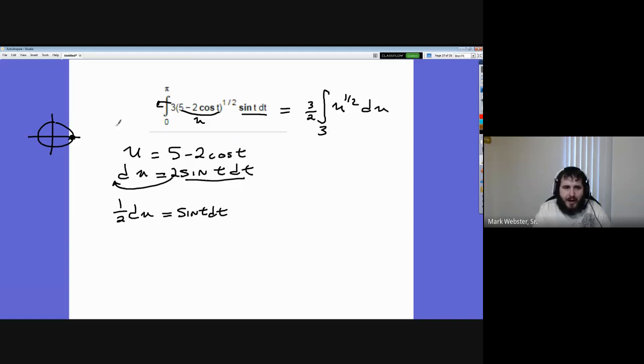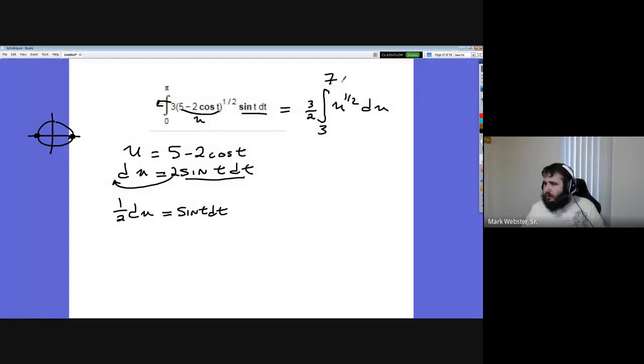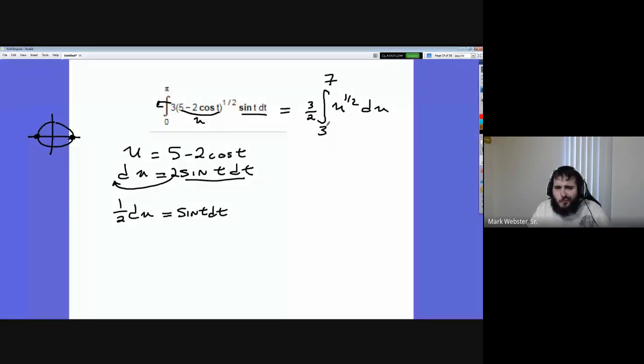And then at pi, cosine is negative 1, right? So that'll be 5 plus 2, 7. See, again, much easier now. I don't have to deal with ugliness. Can you imagine if you had to actually do that out on its own? No, because most of us can't.